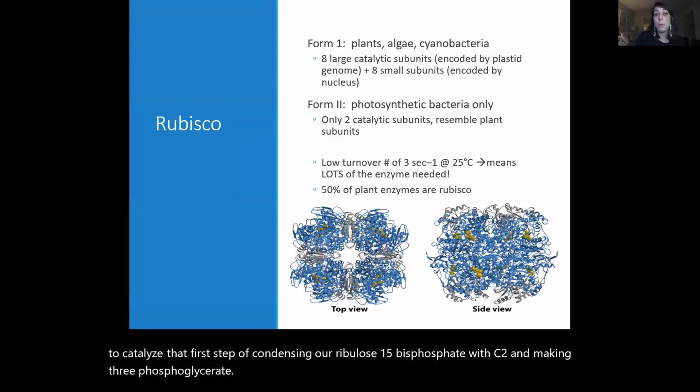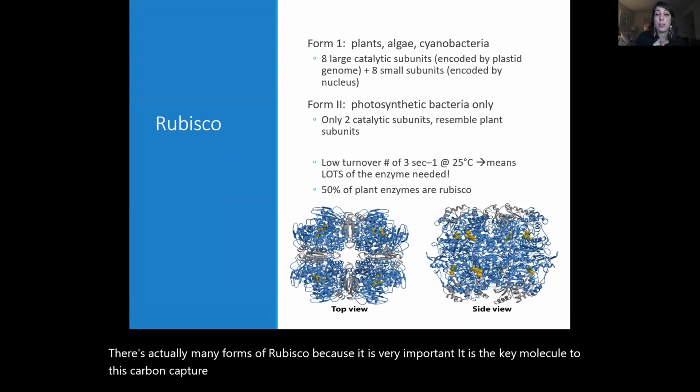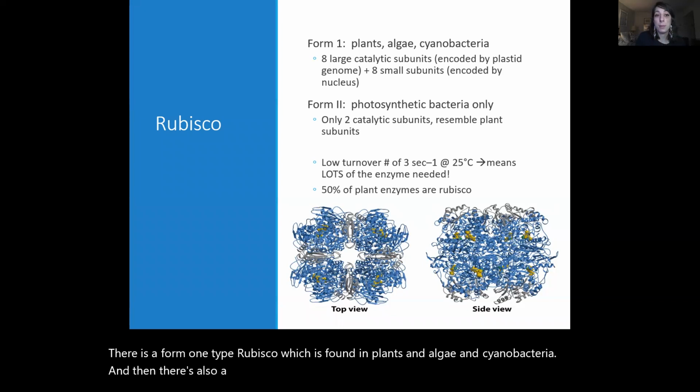There's actually many forms of Rubisco because it is very important. It is the key molecule to this carbon capture and the assimilation of CO2 into making sugars. There is a Form 1 type Rubisco, which is found in plants and algae and cyanobacteria. And then there's also a Form 2 Rubisco, which is only found in photosynthetic bacteria, different than cyanobacteria.